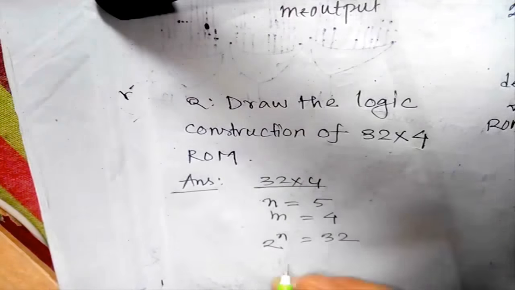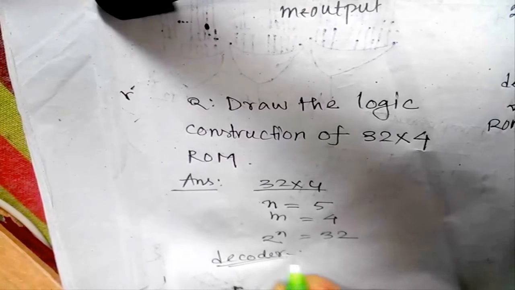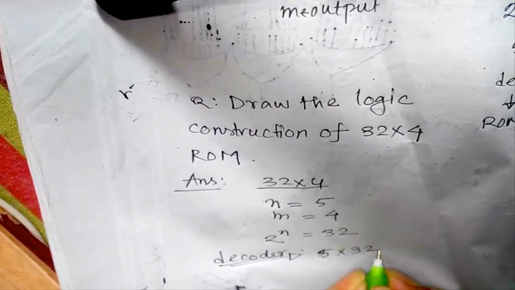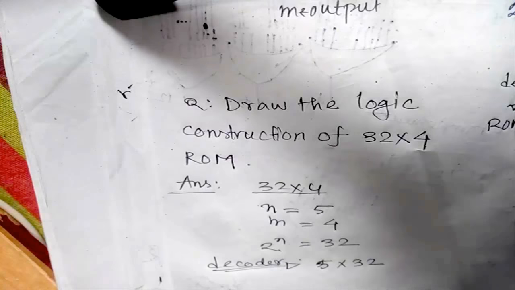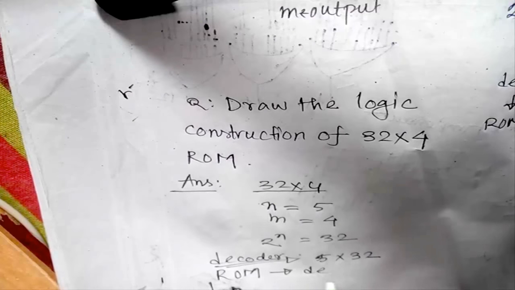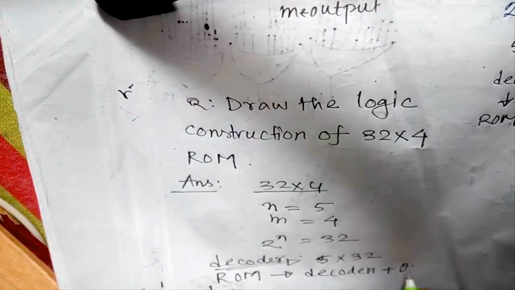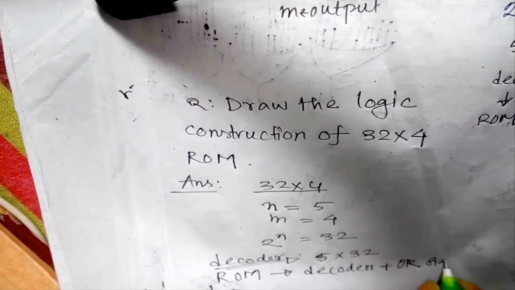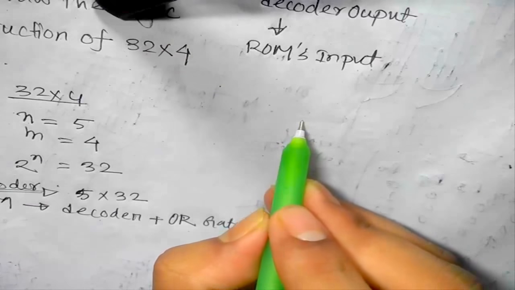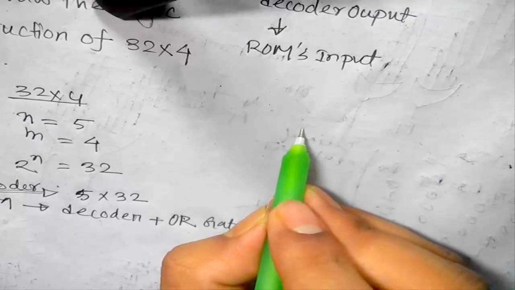So the decoder is constructed 5 into 32, and now we will implement the ROM with decoder plus OR gate. So we will see the construction of that ROM.